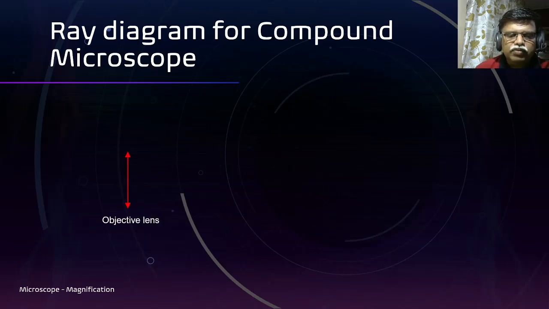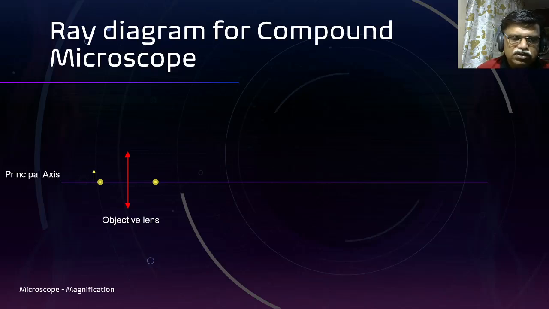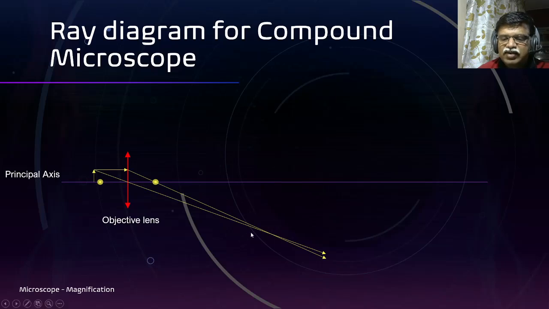So in a compound microscope, you have an objective lens, and let's draw a principal axis over here. Now this objective lens will have a certain focus, and generally you'll keep the object slightly beyond the focus. Now it is going to form an image. Using guiding rays, we can draw a ray diagram. There will be one ray passing through the center of the lens, another ray passing parallel to the principal axis. After passing through the lens, it will go through the second focus, and it will form effectively a large real image. It is going to be a large real inverted image.